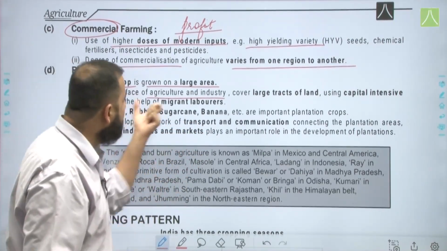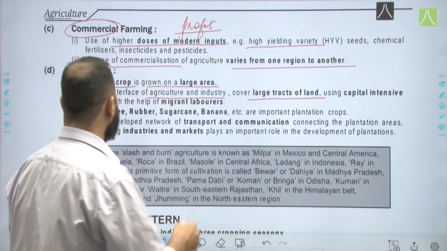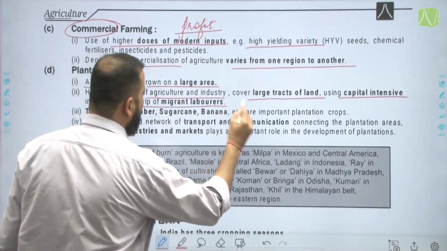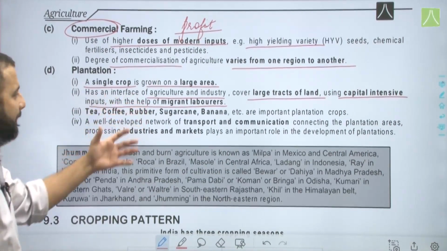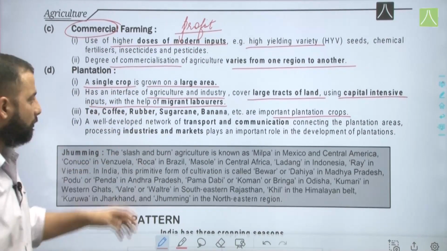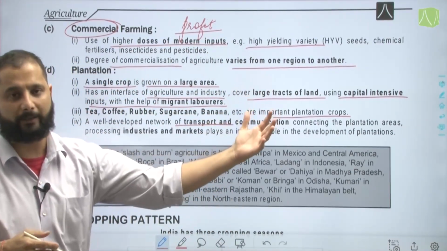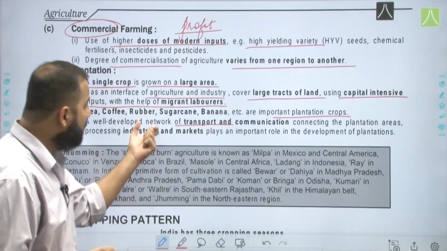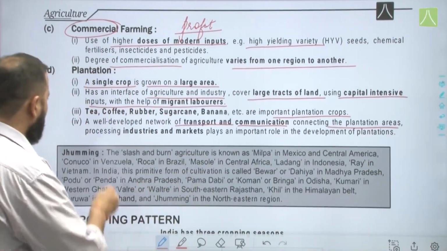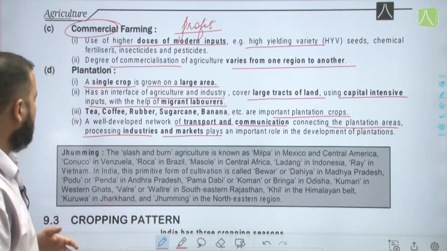So it is an interface of agriculture and industry, and it covers large tracts of land using expensive, capital-intensive inputs, and migrant labour is also used. Tea, coffee, rubber, sugarcane, banana, etc. are some important plantation crops. A well developed network is needed, because once you produce this, you have to transport it to the market and sell it. So you need good transport and communication connecting these plantation areas to the markets, and processing industries and markets play an important role in the development of these plantation areas.